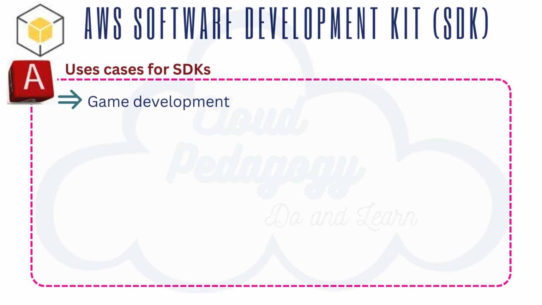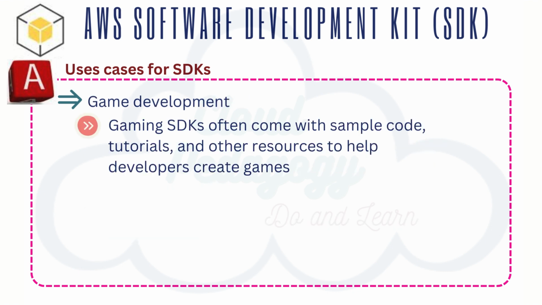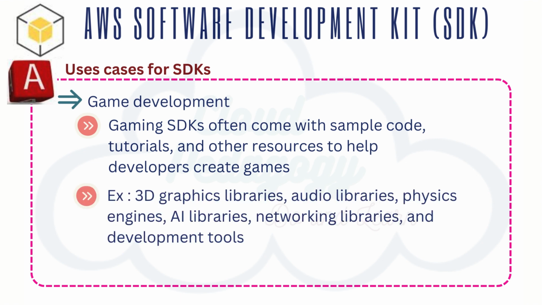Next, game development. Gaming SDKs often come with sample code, tutorials, and other resources to help developers create games. 3D graphics libraries, audio libraries, physics engines, artificial intelligence libraries, networking libraries, and development tools are all standard gaming components.